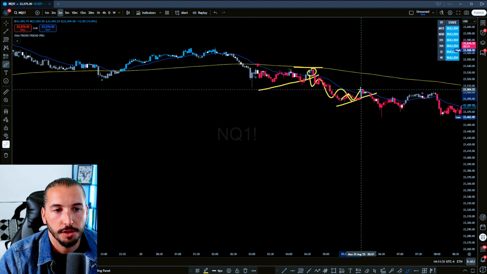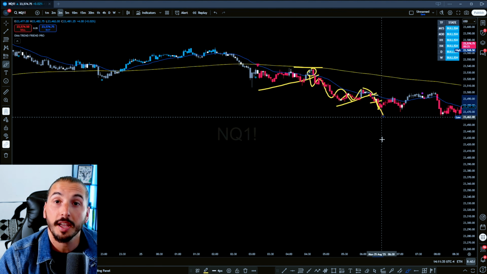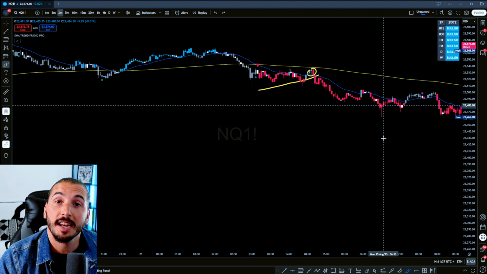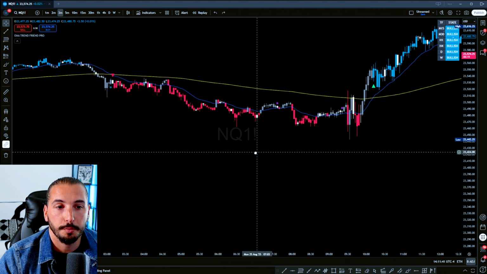Pullbacks, 1, 2, collapse down, inside bar, collapse down, all right? You get the point, all right? These are going to make it really, really easy for you to see trend and see potential pullbacks.